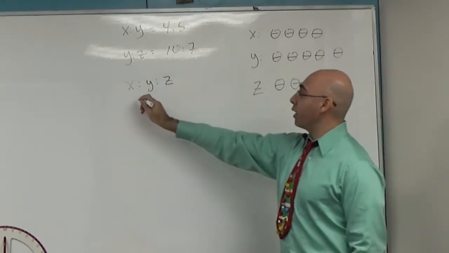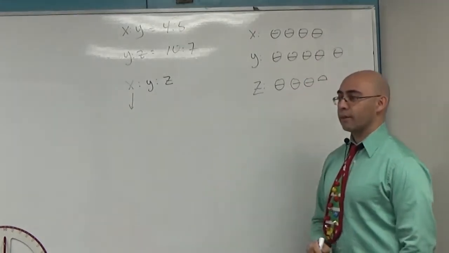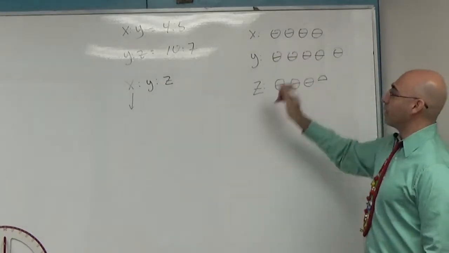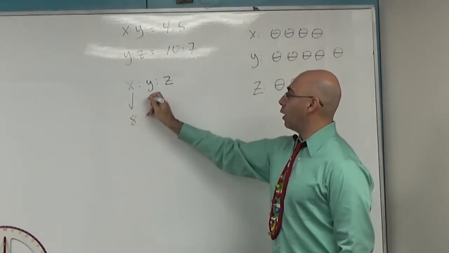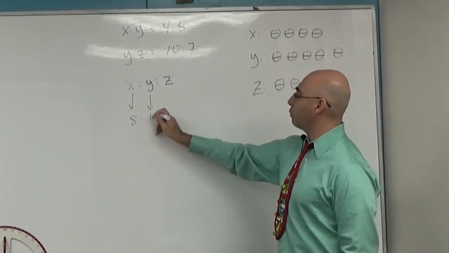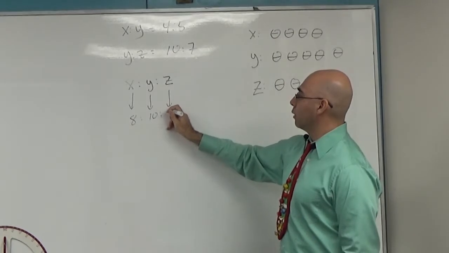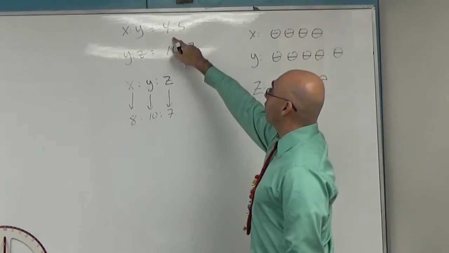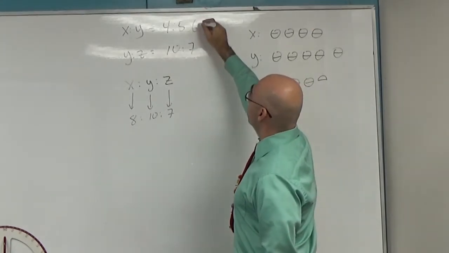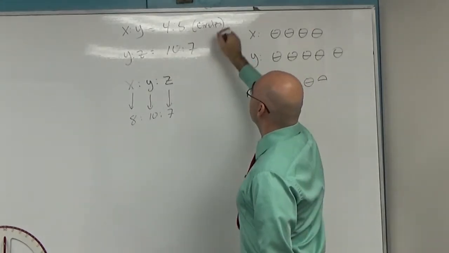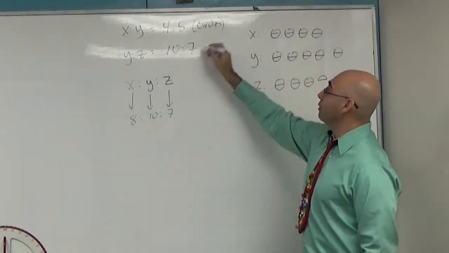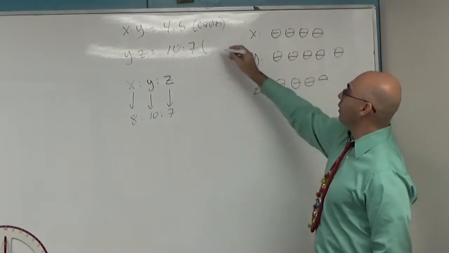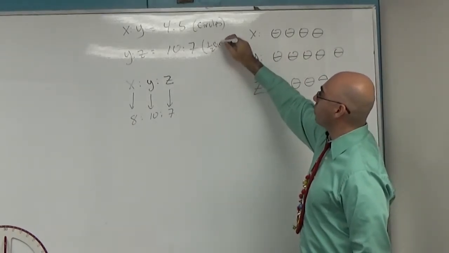So if I were to write x, y, and z, what number should I write down for the x? Yes, Kenneth. 8. What is y? 10. What is z? 7. So the key idea: that 4 to 5 was representing circles. That 10 to 7 represented another shape now. What shape did we make it represent? Half circles.